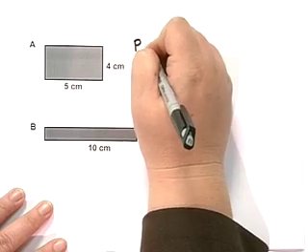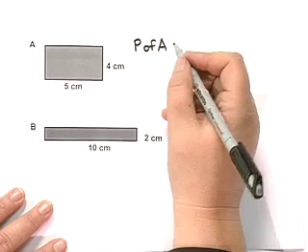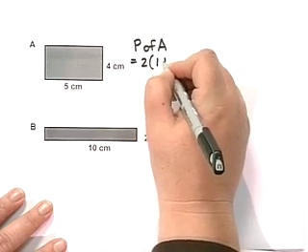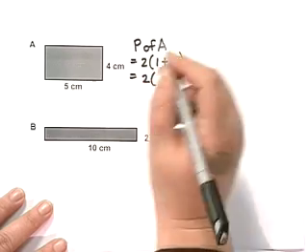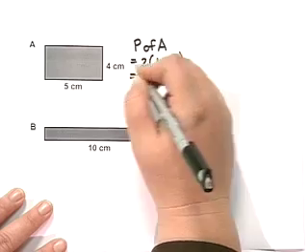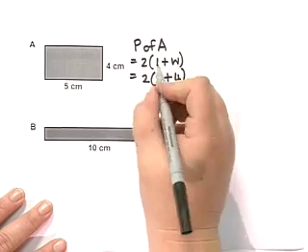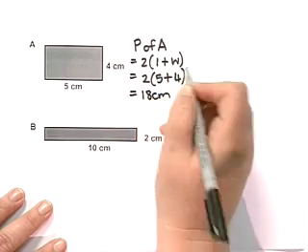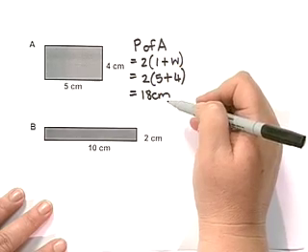So, the perimeter of A. Now, can you remember what is our formula? 2 times the length plus the width. So, we have the length as 5 centimeters, the width as 4 centimeters. That gives us 9 centimeters, and if you multiply that with 2, you get 18 centimeters. Remember, perimeter is measured in centimeters.